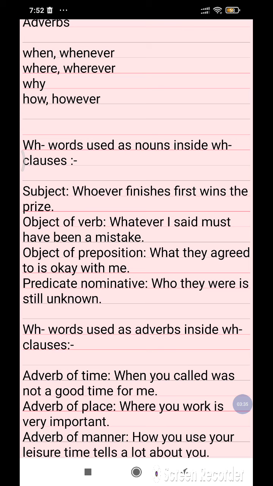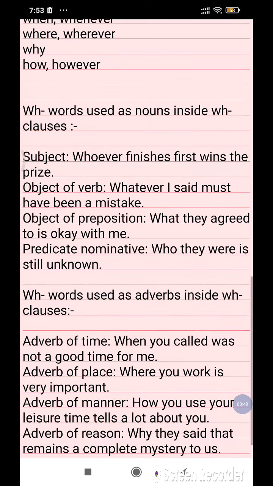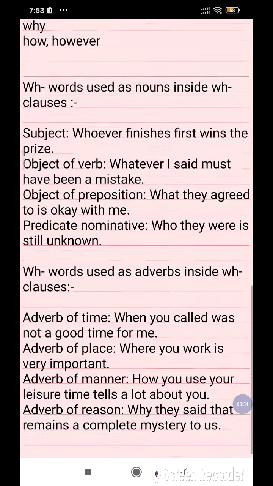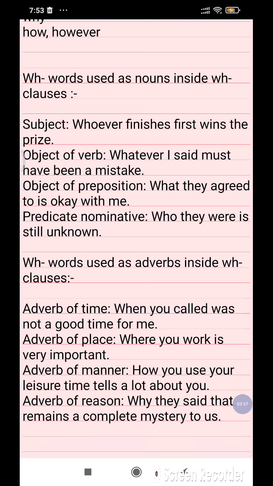So here we have examples. Subjects: whoever finishes first wins the prize. Objects of verbs: whatever I said must have been a mistake. Objects of prepositions: what they agreed to is okay with me. Predicate nominatives: who they were is still unknown.